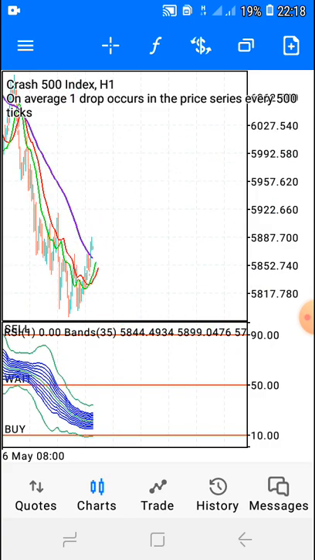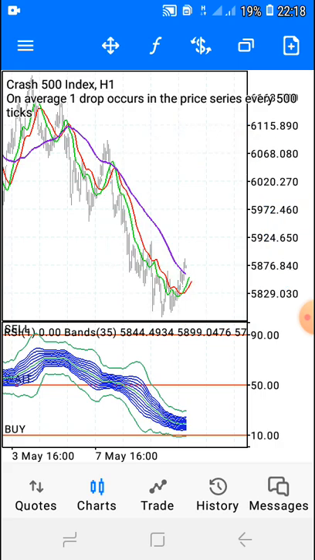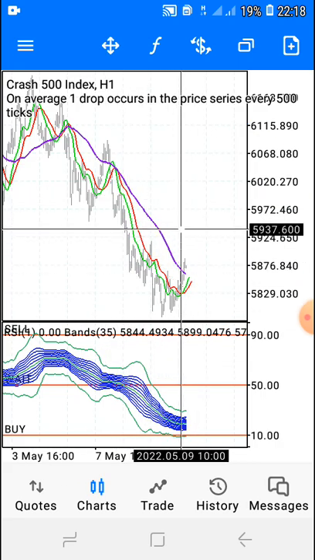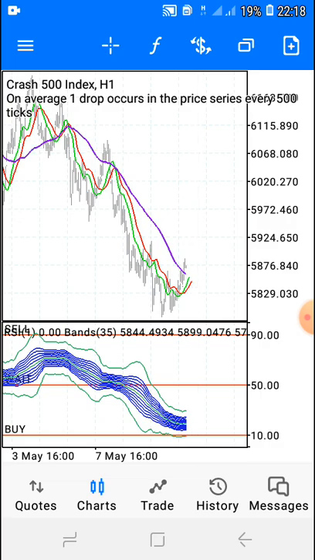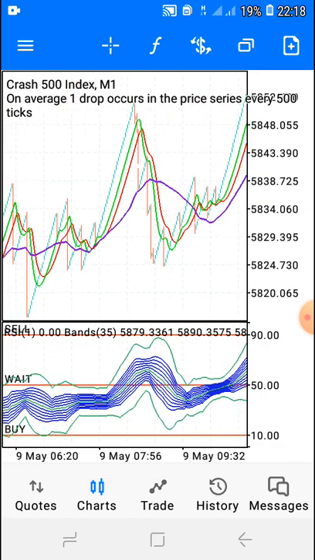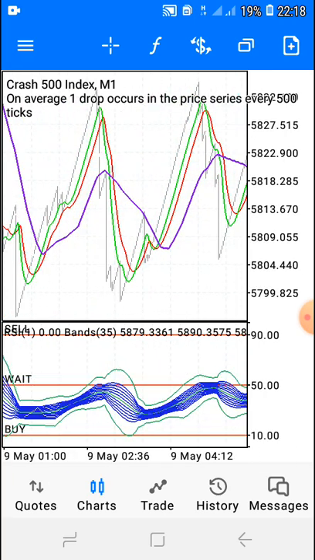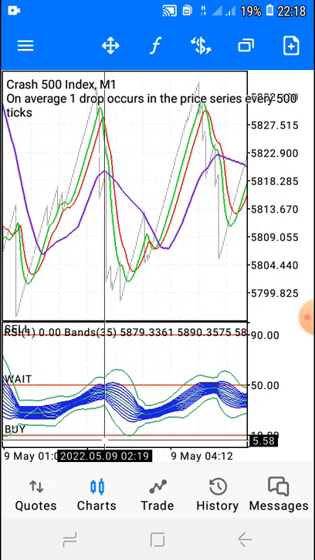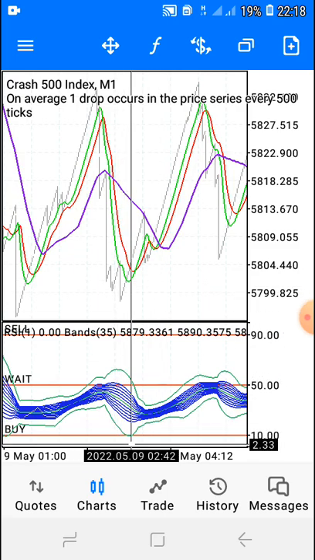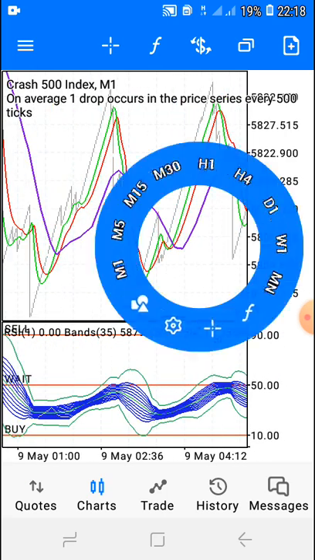So let's just say that Crash 500 is currently moving in an uptrend. We are imagining that Crash 500 is moving in an uptrend. So now you go to the 1 minute time frame and wait until the Bollinger Band at the bottom is at the 10 level. Let's just say the market is moving in an uptrend. That's at the 10 level. You drag the screen to the left and right. You wait for the crossover, okay.